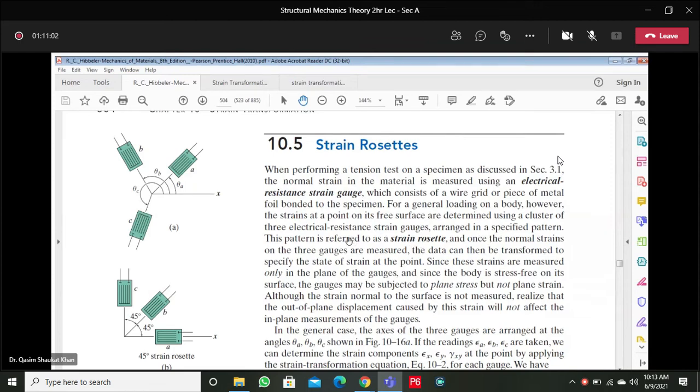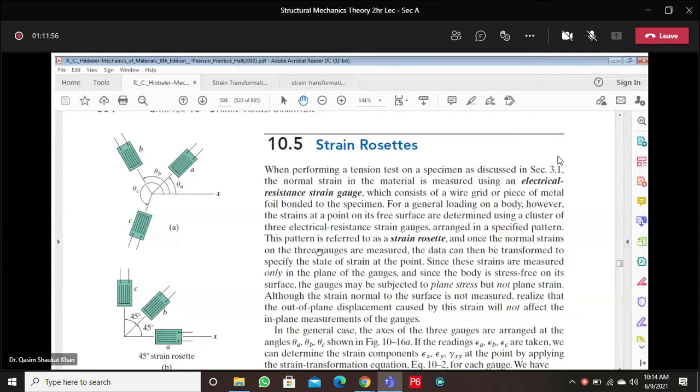Once the normal strains on the 3 strain gauges are measured, the data can then be transformed to specify the state of the strain at the point. The strain rosette is measuring epsilon A, epsilon B, and epsilon C. Theta A, theta B, theta C are known to us. From all this data we want to find epsilon X, epsilon Y, and gamma XY, which is our state of plane strain.